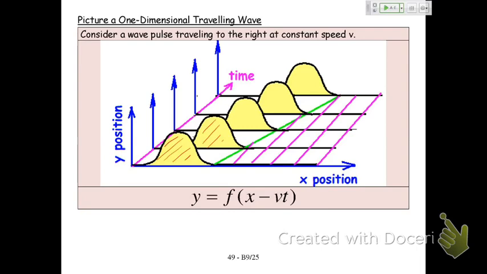So the question is, what will the y value be at some given value of x and at some time in the future? You know, this is time going that way. This is x position going that way. That's the game we're going to play. And I know mathematically I can say, well, my y value is going to be some function. Don't know what it is, but some function, and it'll depend upon x for sure. And it'll also depend upon t.